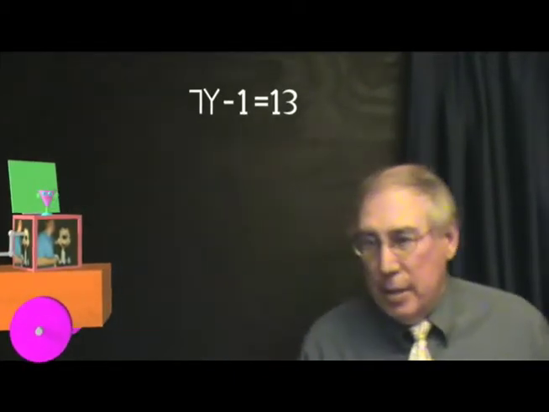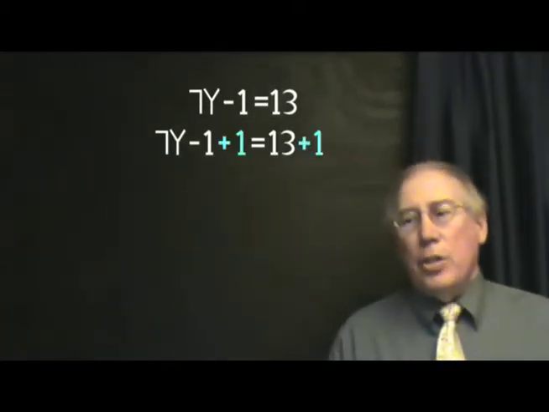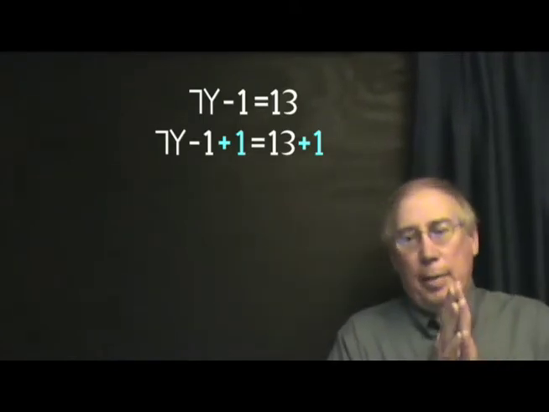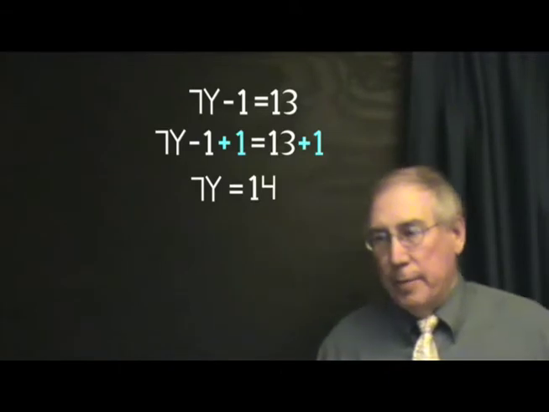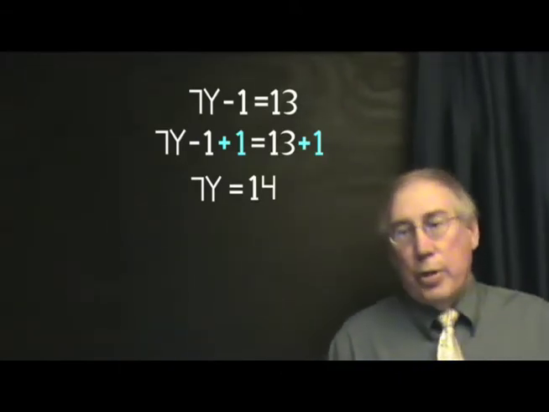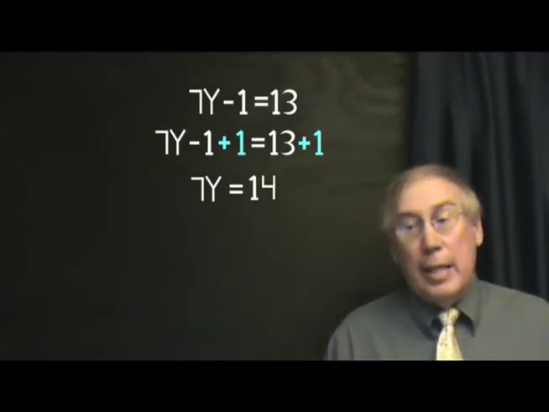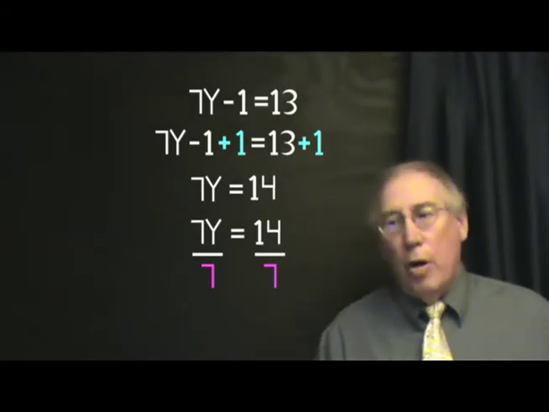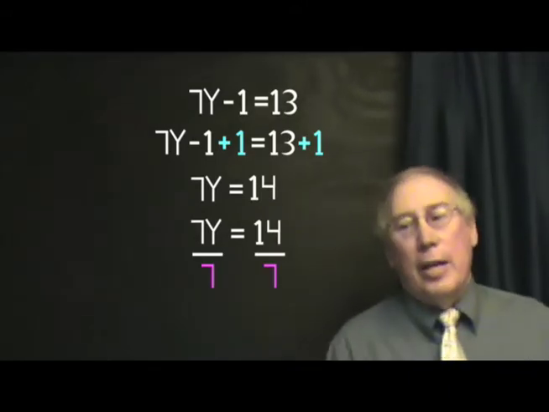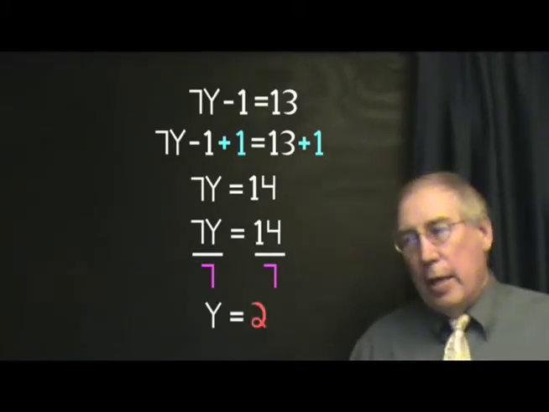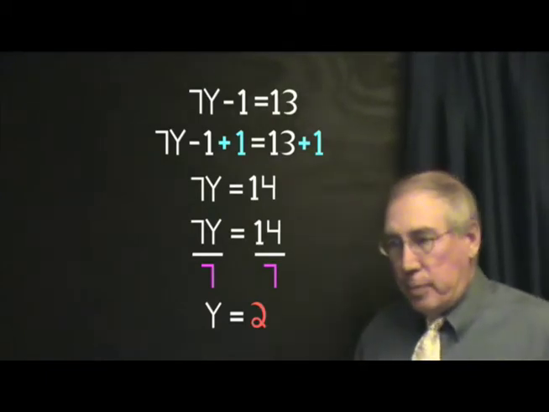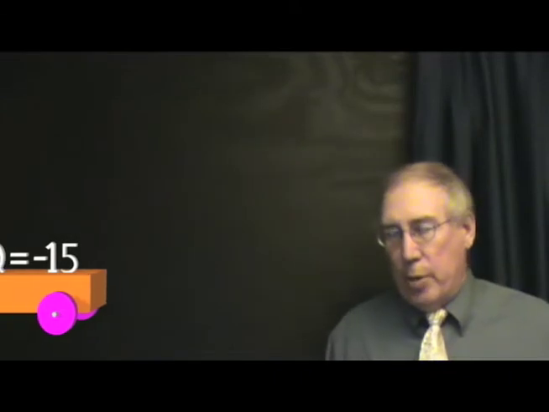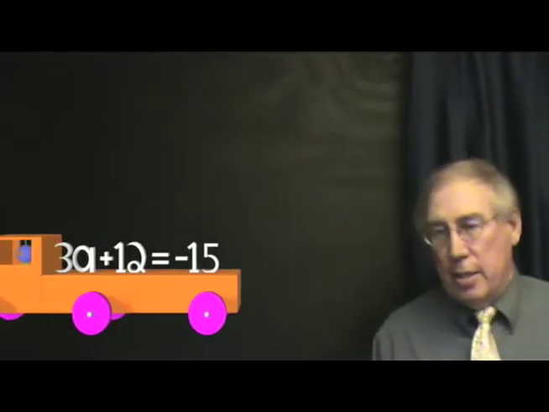Up pops the problem. 7y minus 1 equals 13. This time, let's add 1 to both sides. We want to try to get rid of that negative 1 on the left-hand side. So, we're left with 7y equals 14. Take the coefficient of y, which is 7, divide that into both sides, and we get y equals 14 over 7, which is just 2. So this is the type of problem that we're working on in this lesson.